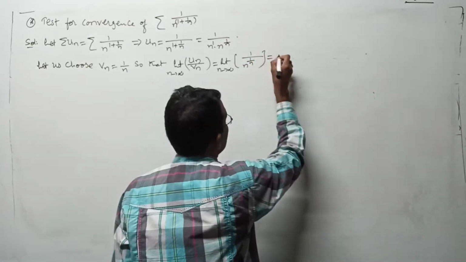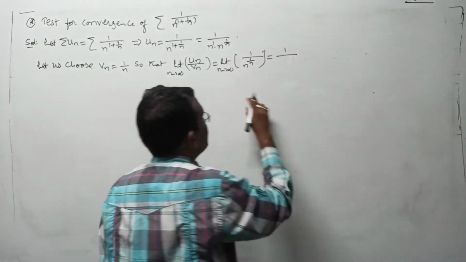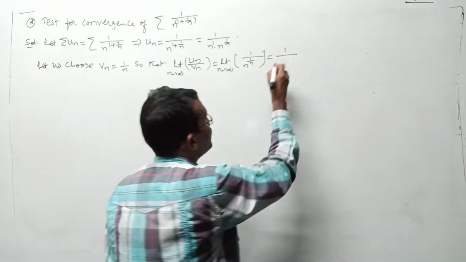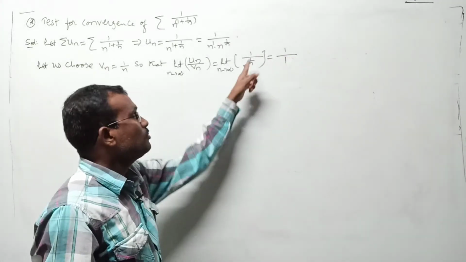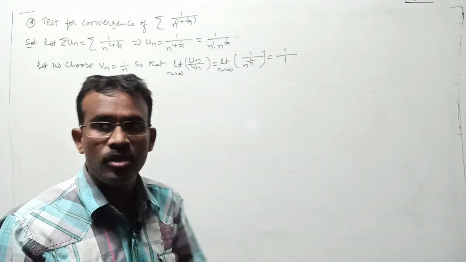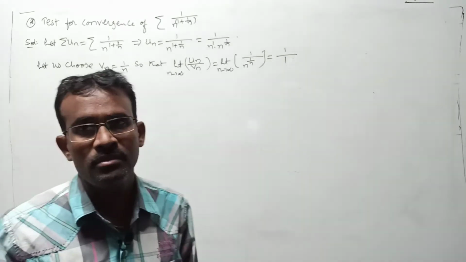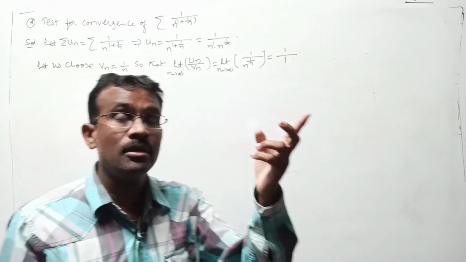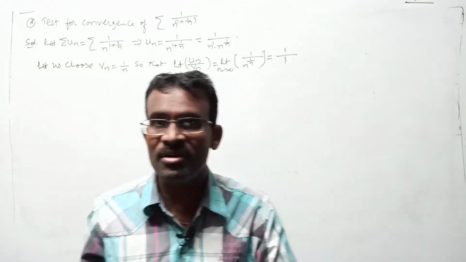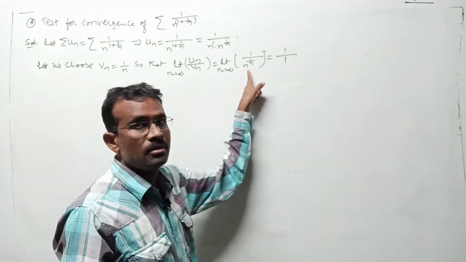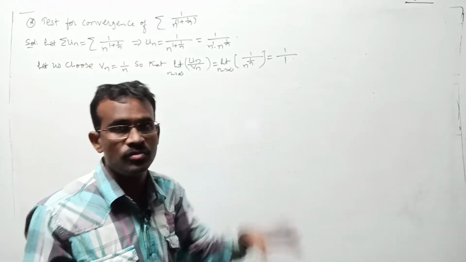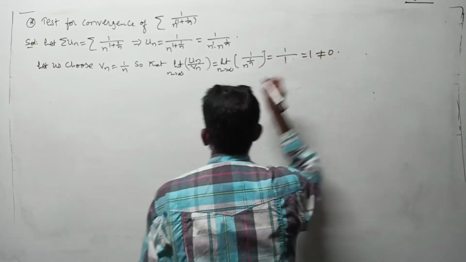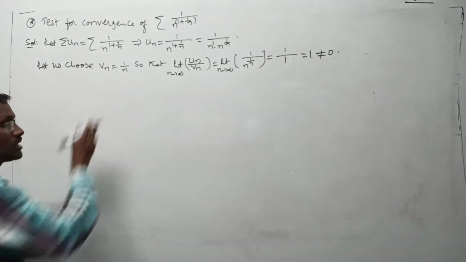This is 1 by limit nth root n as n tends to infinity. In your sequences you did it, it is 1. Limit n to the power of 1 by n as n tends to infinity, value should be 1. In sequences you can do it, right? Even in Cauchy's first theorem on limits, you can do this question. Limit nth root n as n tends to infinity is 1, right? Now this is 1, which is a non-zero real number. So this selection is correct.